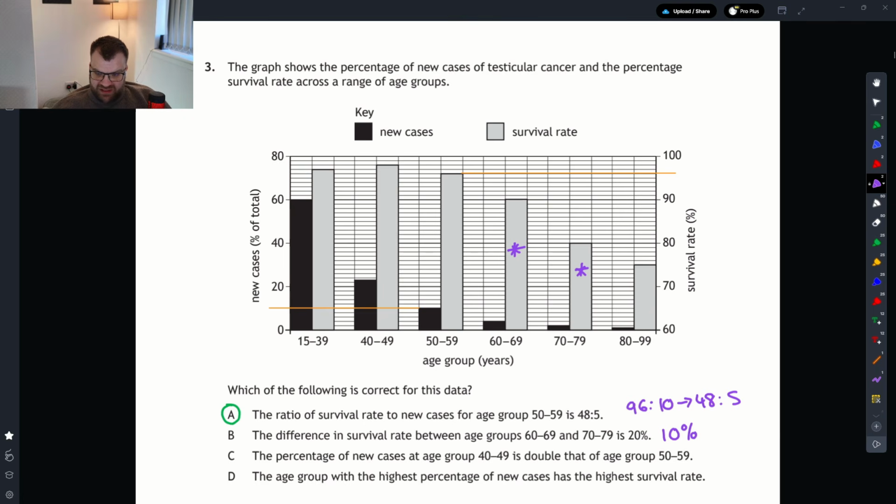40 to 49. New cases, 50 to 59 new cases. Well, new cases, that's coming out at 10. And we'll hopefully be able to see here, this is above 20. It's looking like 23, but certainly not 20, so it's not double, it's more than double. Group with the highest percentage of new cases, which would be over here, 15 to 39, has the highest survival rate. Well, that's incorrect because the next group along, 40 to 49, has that highest level. A is still looking good to me.